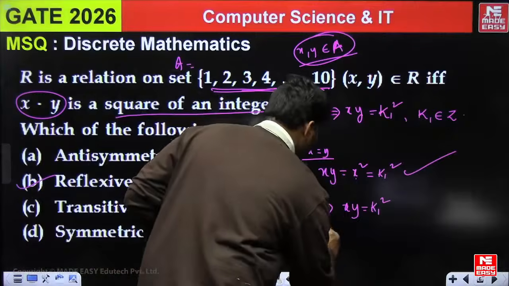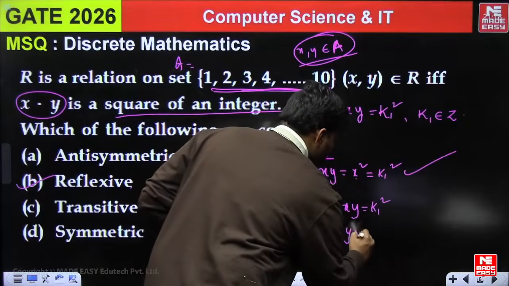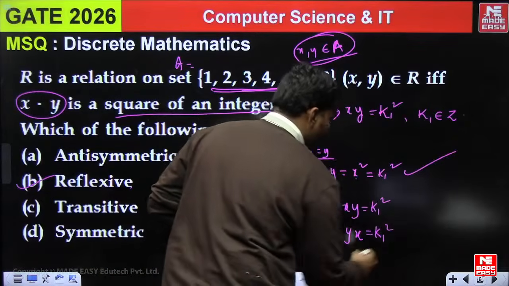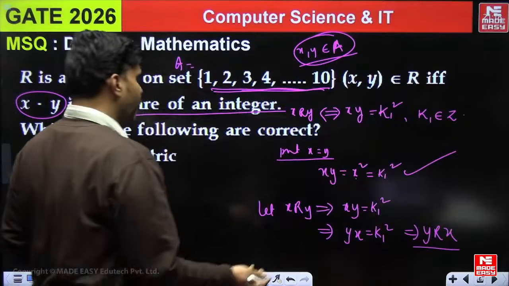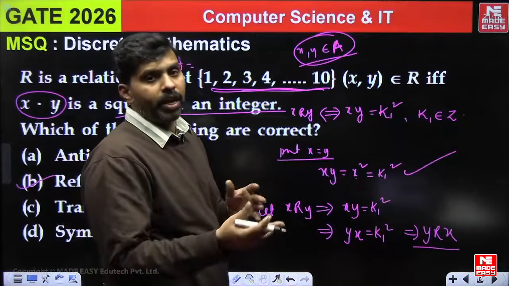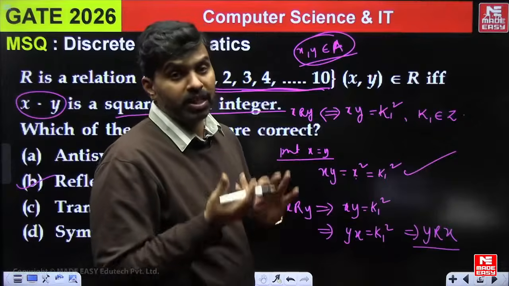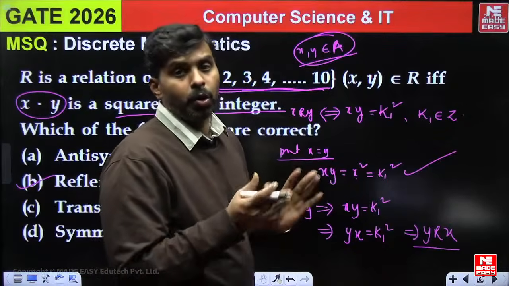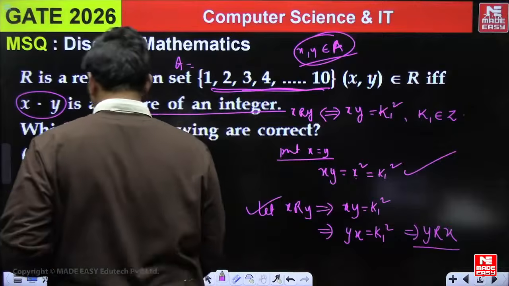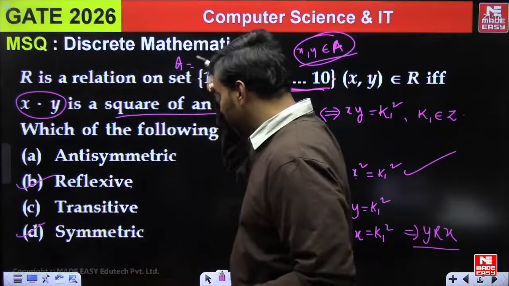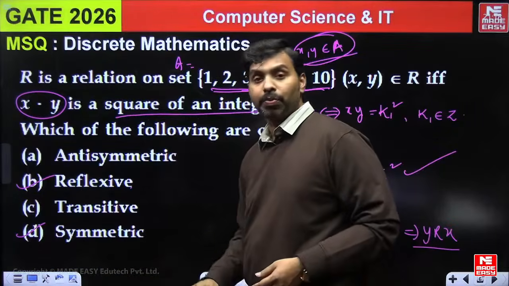See, simple beta, if xy is equal to k1 square, then yx also becomes k1 square. So this implies y is related to x here, correct. Therefore whether you multiply xy or yx, if xy is a square of an integer, then yx is also a square of an integer. So this is absolutely symmetric. Symmetric it will be. Next we have to check whether it is transitive or not.